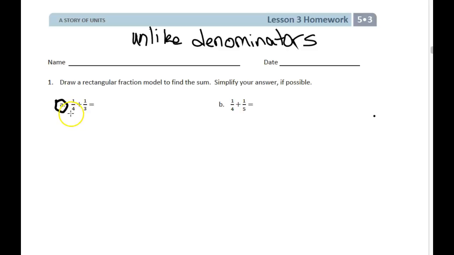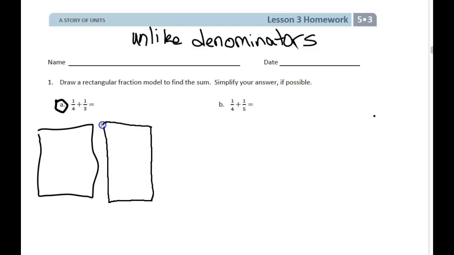In this case, we're looking at something that's broken into fourths and something that's broken into thirds, but we want to add them together, so we have to make them the same size. So we're going to make two squares, trying to make them about the same size, which is not easy to do with this tool. Now I'm going to break this into fourths, because this is the first of the two fractions. And if it needs fourths, I've got one line, two lines, three lines, and my fourth line is already there.